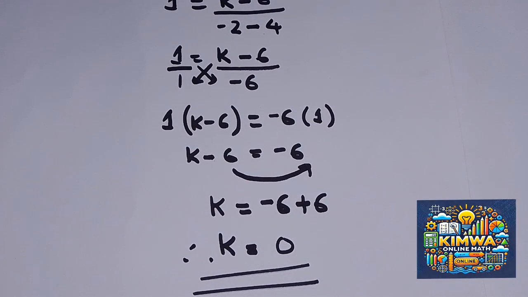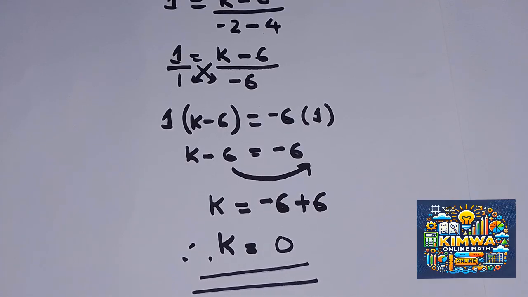This is our output value of k. Up to here, this is our conclusion. Now the value of k is equal to 0.